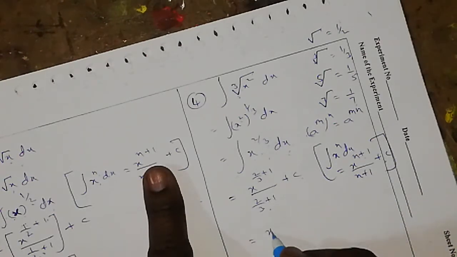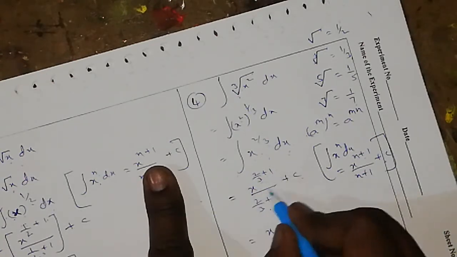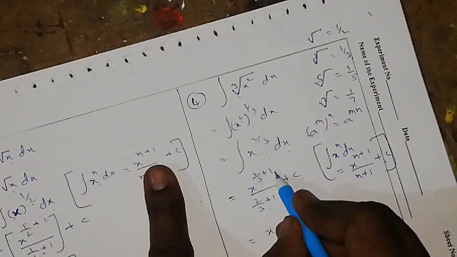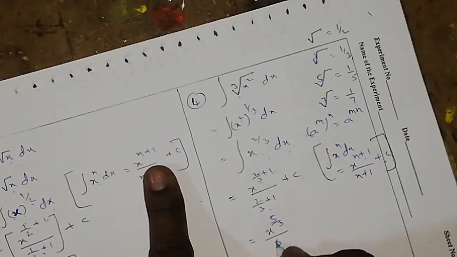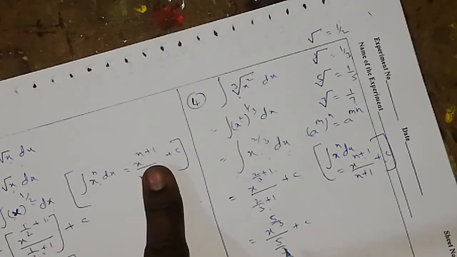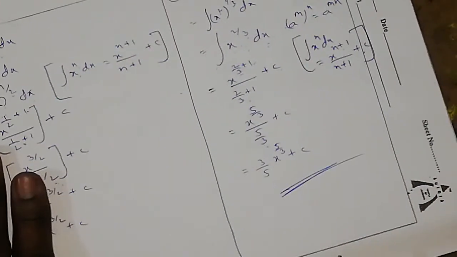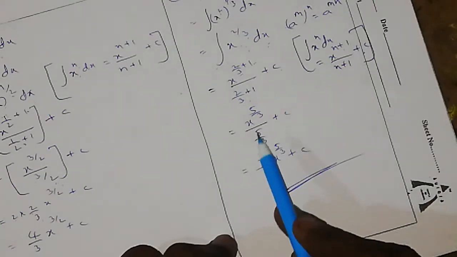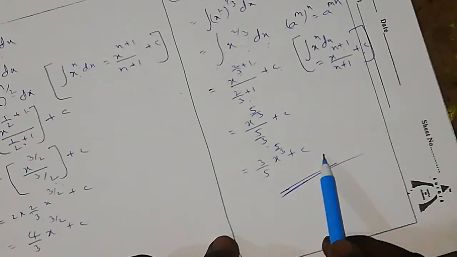So now simplify. x to the power of, multiply 1 with 3, 3 1s are 3. 3 plus 2 is 5. This is the LCM of the fractions. 3 1s are 3, 3 plus 2 is 5, so 5 by 3, and the denominator is also the same, 5 by 3. Now take its reciprocal. 5 by 3 reciprocal is 3 by 5, so 3 by 5 into x to the power of 5 by 3 plus c. Right? Clear? x to the power of 5 by 3, 5 by 3 reciprocal is 3 by 5. 3 by 5 into x to the power of 5 by 3 plus c.